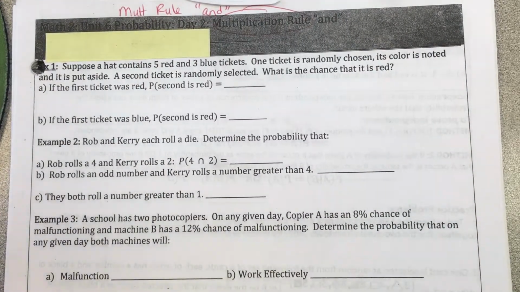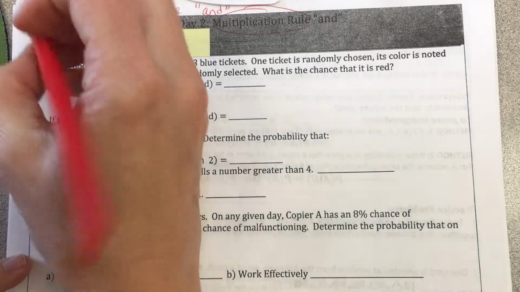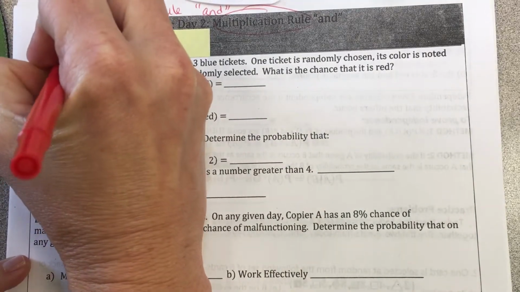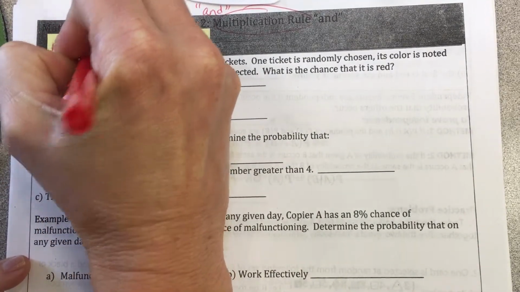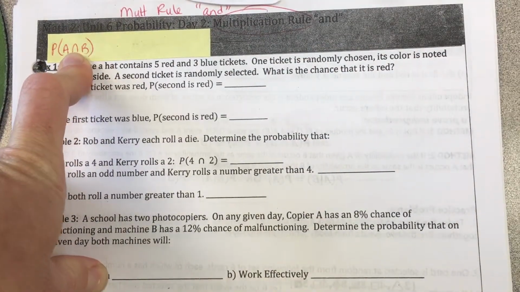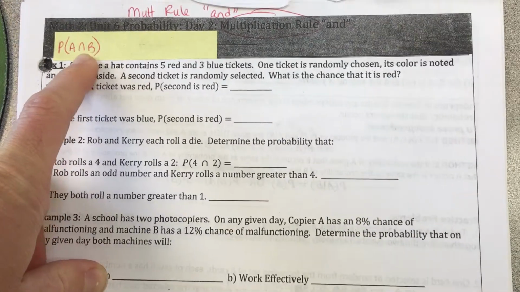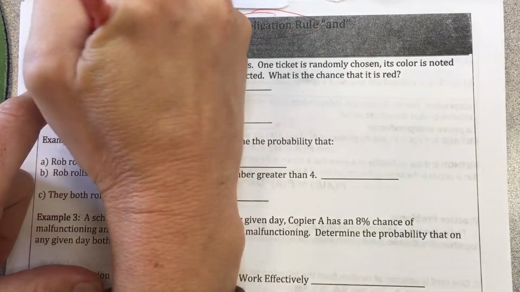So yesterday we said, what's the probability of rolling doubles and a sum of 8? Okay, so that's when you would use the multiplication rule. In probability, "and" is the upside down U. Remember I told you yesterday I thought that looked like an N, which is how I remember it.